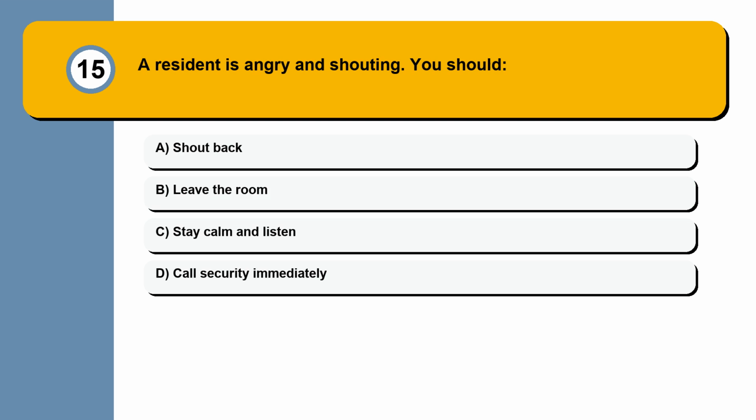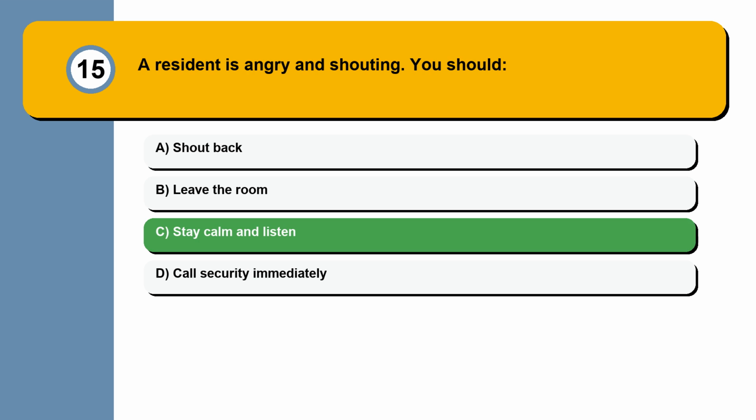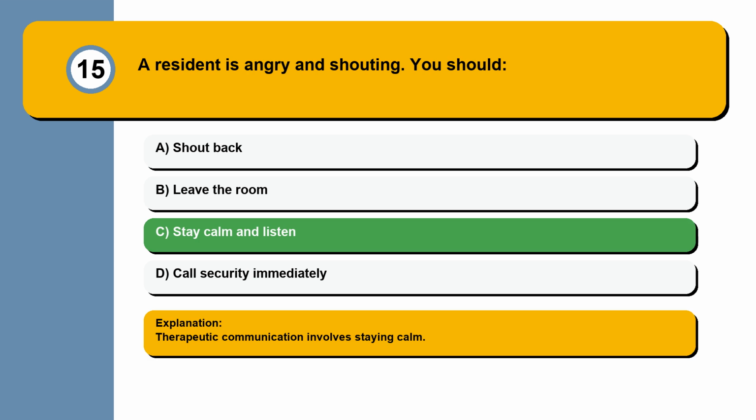Question 15. A resident is angry and shouting. You should shout back. Leave the room. Stay calm and listen. Call security immediately. Therapeutic communication involves staying calm.